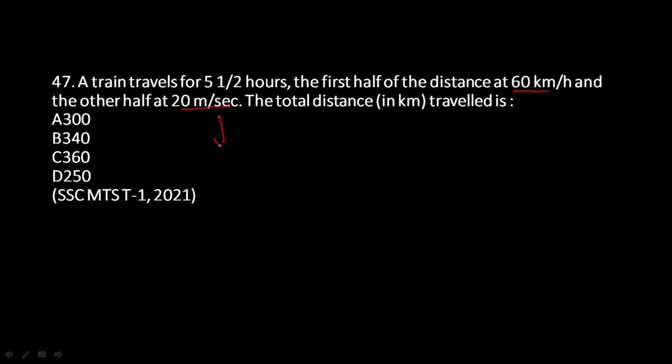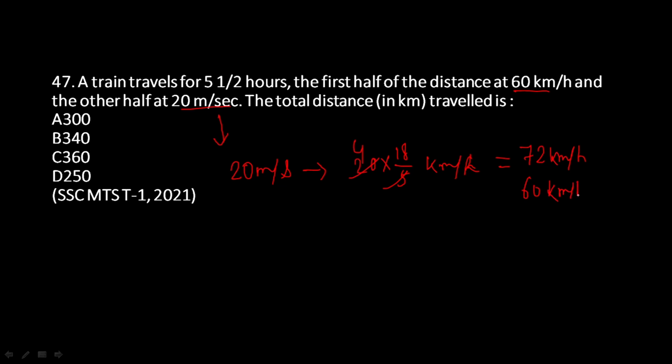First of all, we have to convert this 20 meter per second. 20 meter per second is equal to 20 into 18 by 5 km per hour, right? So it will be 72 km per hour, and the given one is 60 km per hour. So what we have learned, that LCM is the total distance. What is the LCM of this? It was 360, right? 360 the LCM.